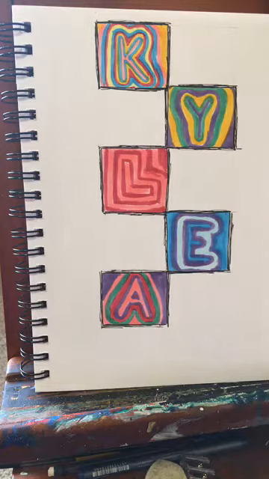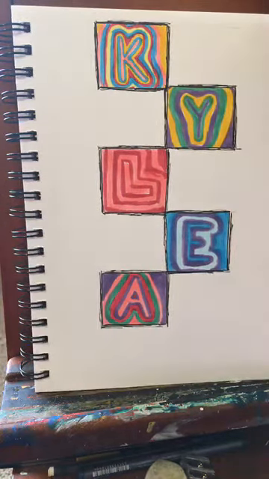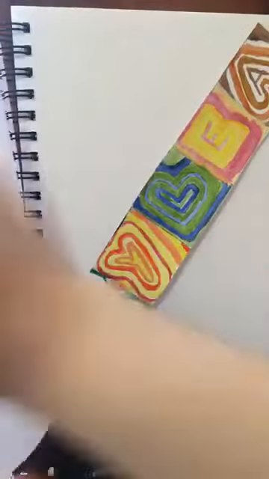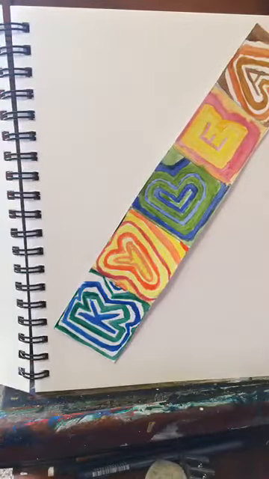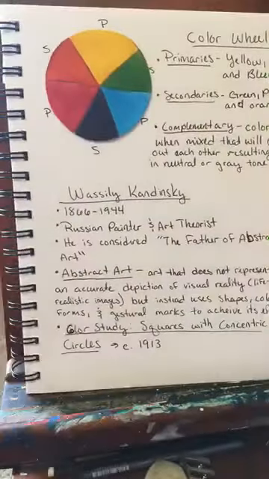You can pick colors that are primary colors. You can also pick complementary colors. This was another example I had. So those are some ways you can do it. And again, if you don't feel like doing your name, you could also do random shapes in there and just continuously go over them. I'm gonna flip to the notes again.